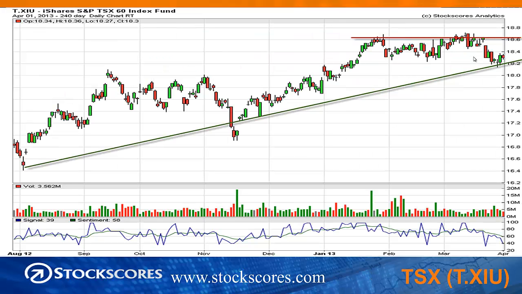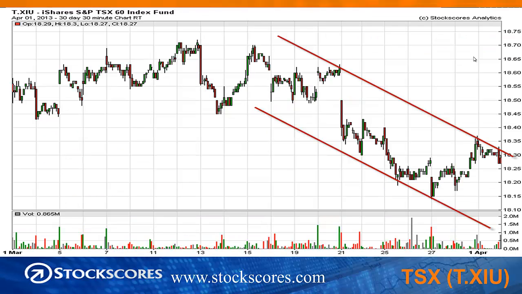The TSX 60 ETF, T.XIU, is our next chart, and here you can see the daily, which shows a long-term upward trend, but for the last 2.5 months or so, this market really hasn't gone anywhere. And if we go to the intraday chart, you can see that over the last couple of weeks, we've seen some selling pressure, some profit taking in some of the stronger sectors while the weak sectors continue to languish.